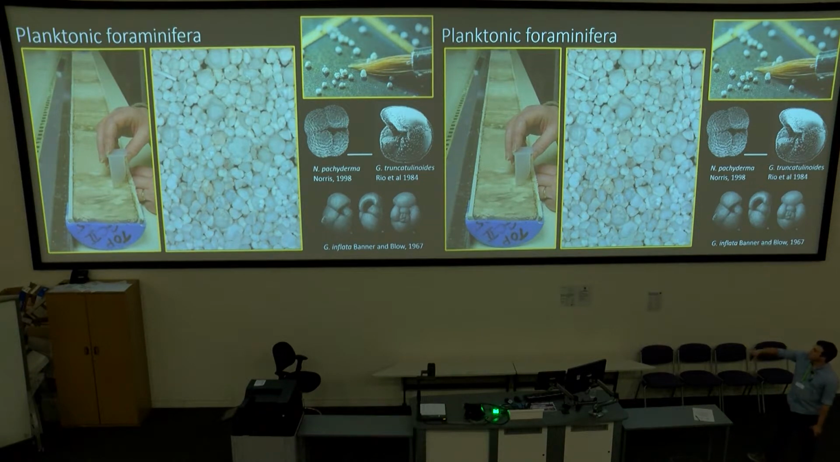So if we just take one of these cores here and do a U-channel sample, wash away all the sediment, we're left with a whole host, hopefully, of forams. And they're really useful for things like paleotemperature reconstructions, paleoceanographic reconstructions, and paleoproductivity. So they can really tell us a lot about past environments. It's just that there's a lot of picking involved and manual labor to actually get these little guys out.